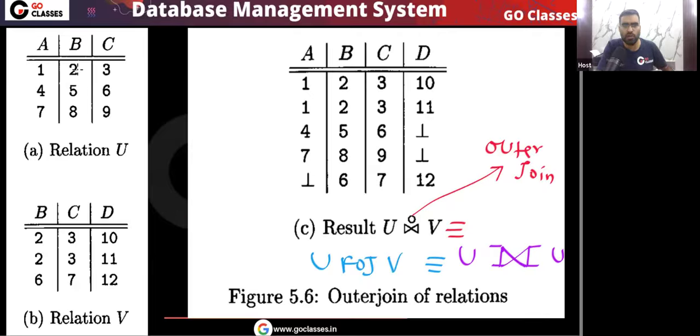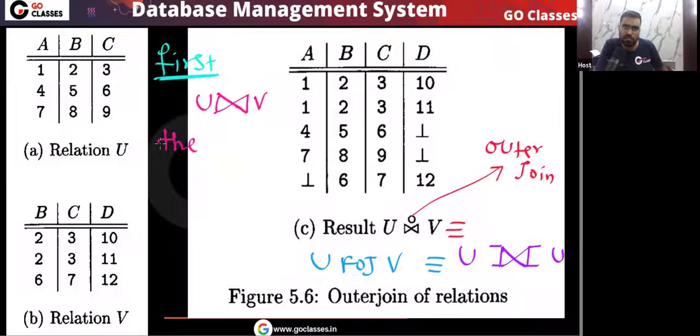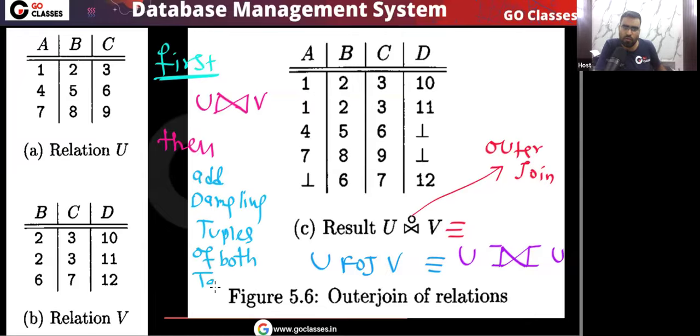So what will you do? First you will do an inner join, first you will do a natural join. Remember, because there is no condition, first you will do a natural join. Very simple. That means you do U natural join V. Then what will you do? Then add dangling tuples of both tables.